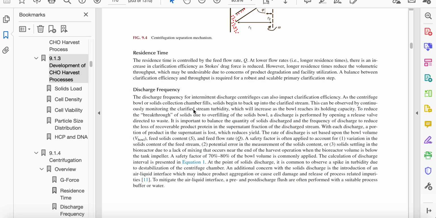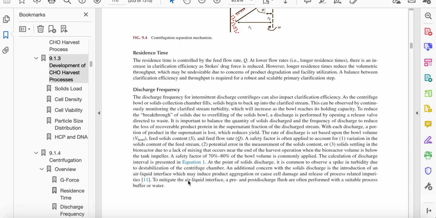Discharge frequency. The discharge frequency for an intermittent discharge centrifuge can also impact clarification efficiency as the centrifuge bowl or solids collection chamber fills. Solids begin to back up into the clarified stream. This can be observed by continuously monitoring the clarified stream turbidity, which will increase as the bowl reaches its holding capacity, to reduce the breakthrough of solids due to overflowing of the solid bowl.